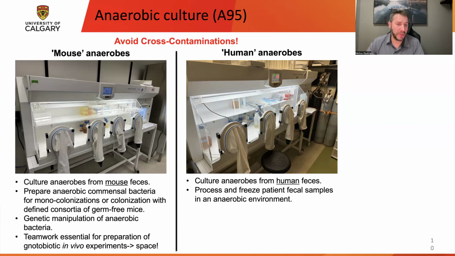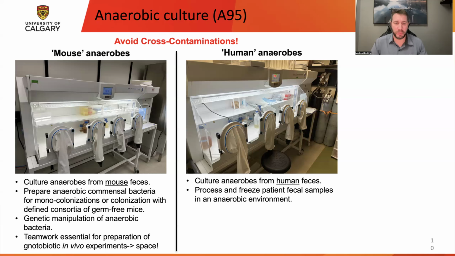So in the mouse chamber, we culture anaerobes from mouse feces. We prepare anaerobic commensal bacteria or communities of bacteria for germ-free colonizations. And this process, the SOP, is quite complex, so you really need 2 people to work at the same time to prepare those kits. Where we have the opportunity to genetically manipulate those commensals, we also need that chamber for that. On the other hand, in the human chamber, we culture anaerobes from human feces and we process feces samples for storage or DNA isolation and processing under anaerobic conditions, just to make sure we don't lose any species.